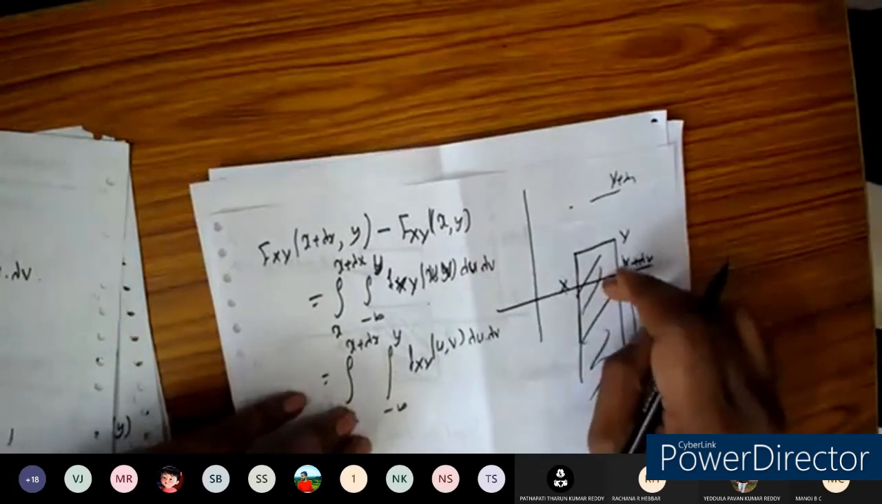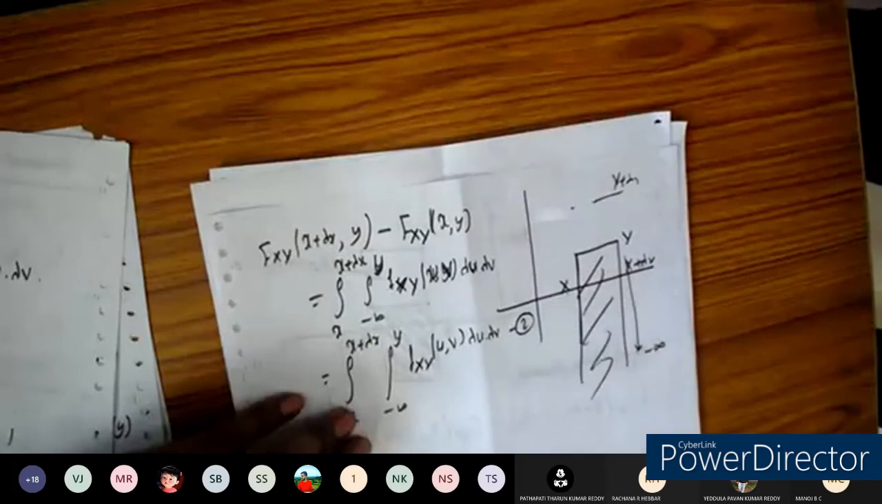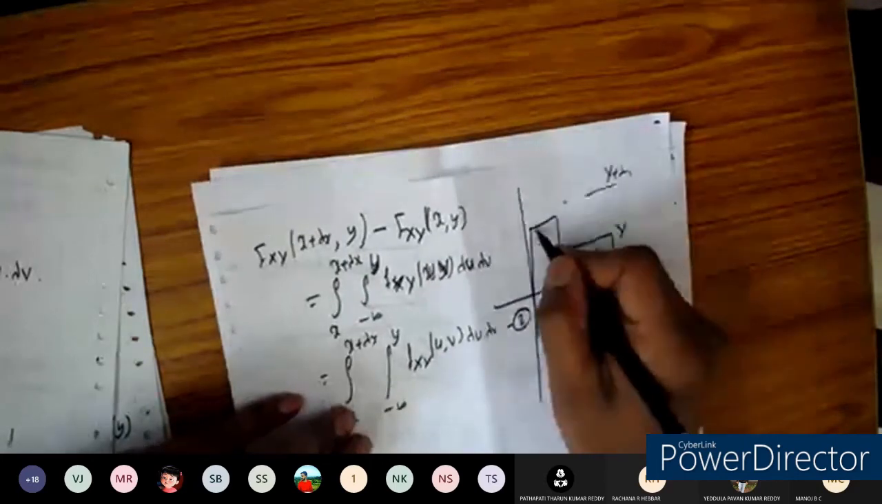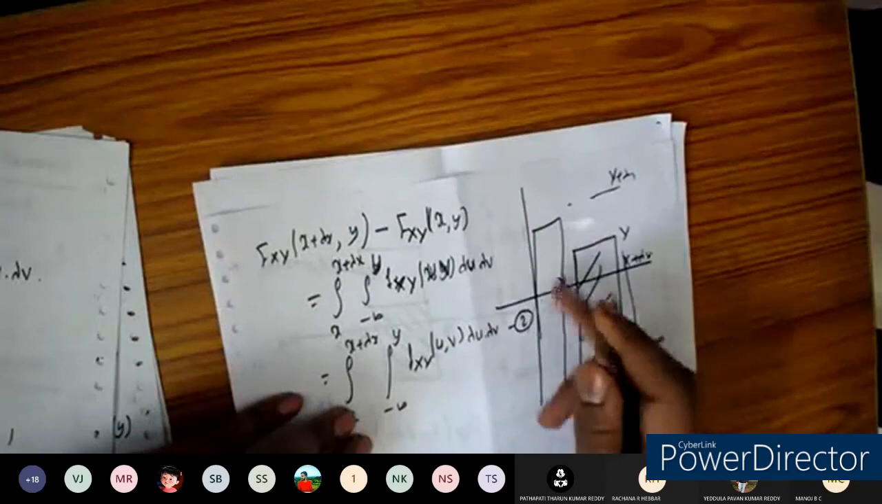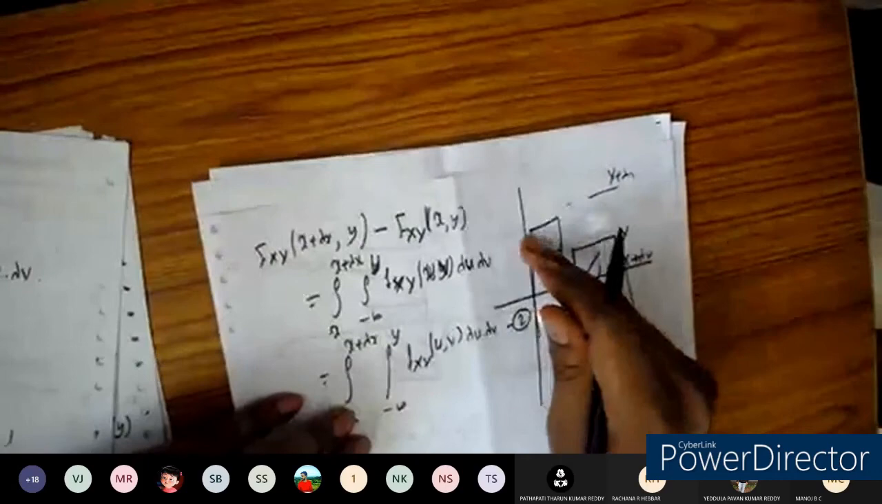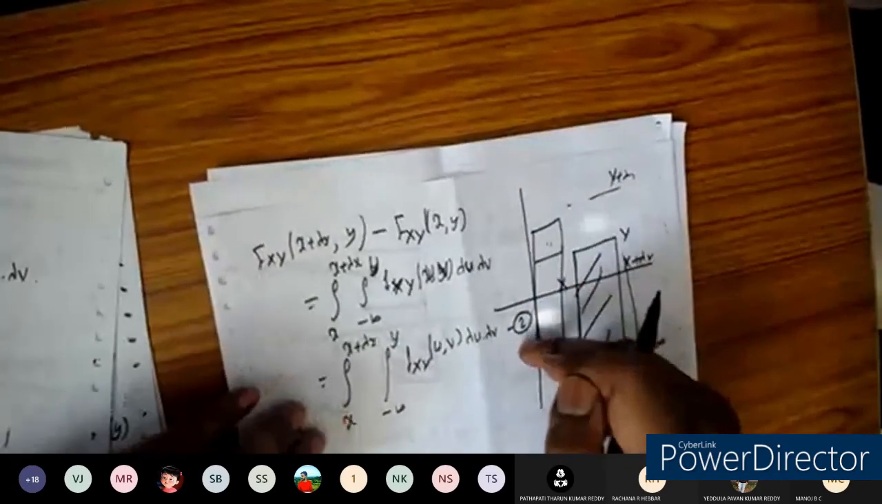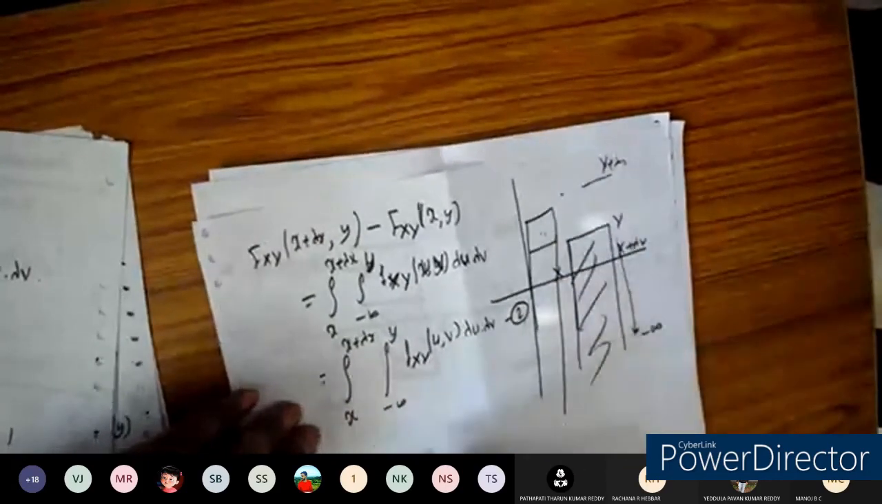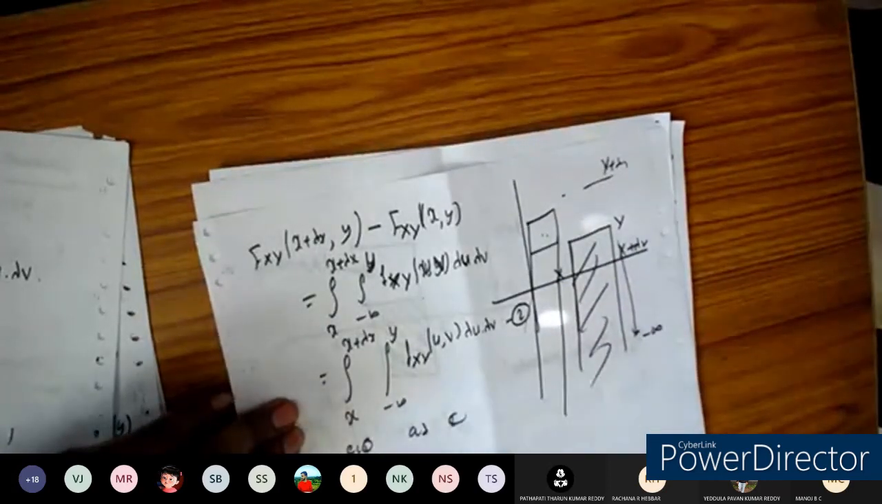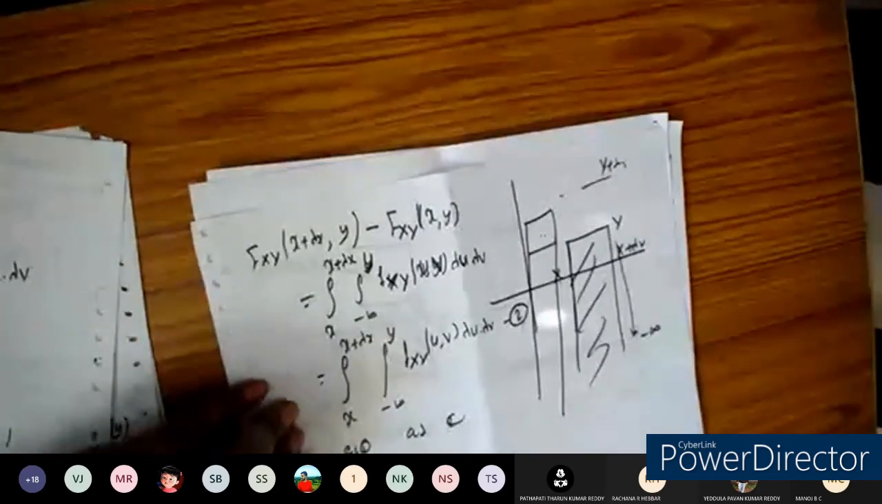Now if I take the difference, this is equation 2, let us call it, and the previous one let us call equation 1. Previously we found this area, from x plus dx to this one. When I take the difference of these two, we are going to obtain this portion. By taking the difference of equations 1 and 2, we get the differential area.